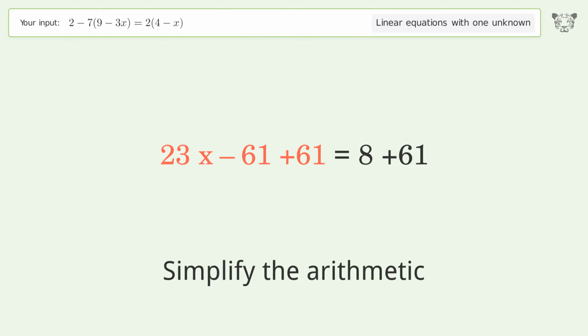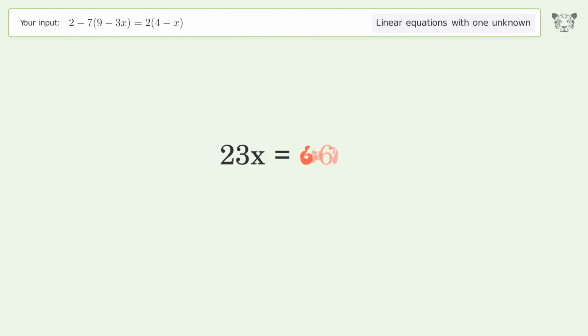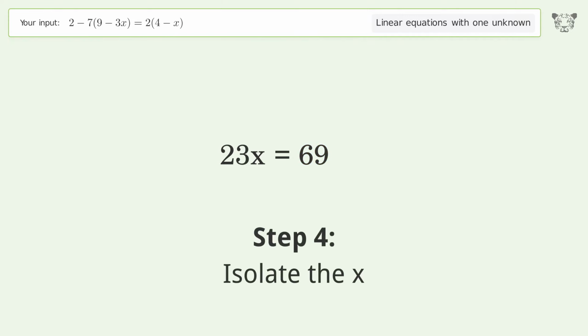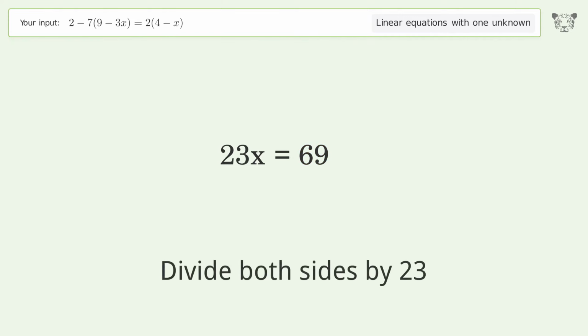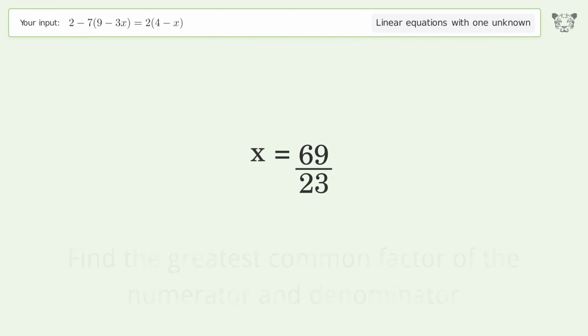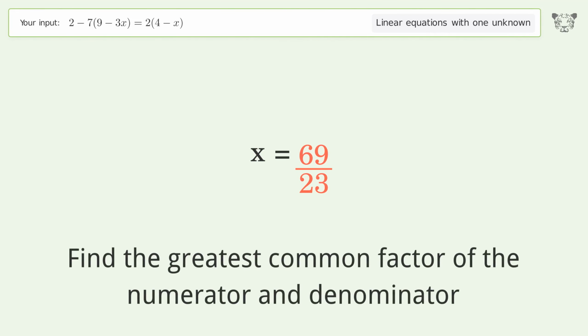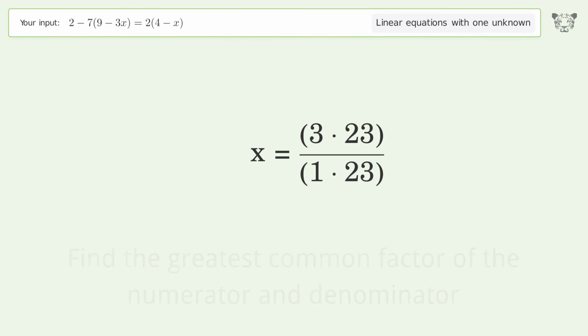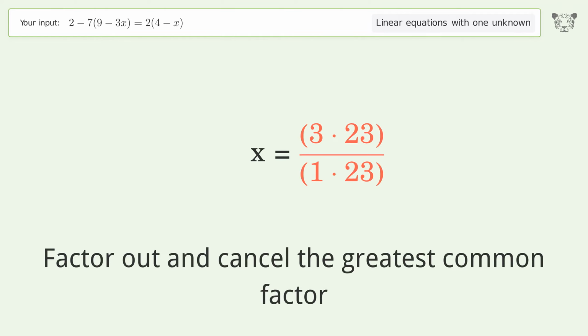Simplify the arithmetic. Isolate the x. Divide both sides by 23. Simplify the fraction. Find the greatest common factor of the numerator and denominator. Factor out and cancel the greatest common factor.